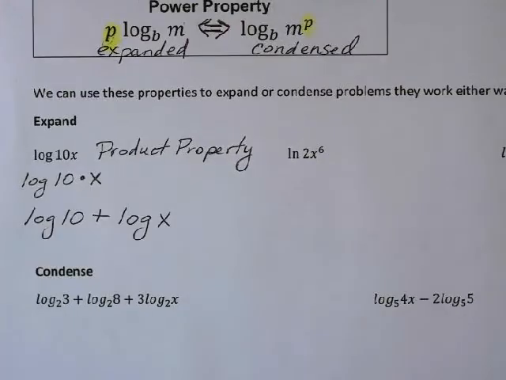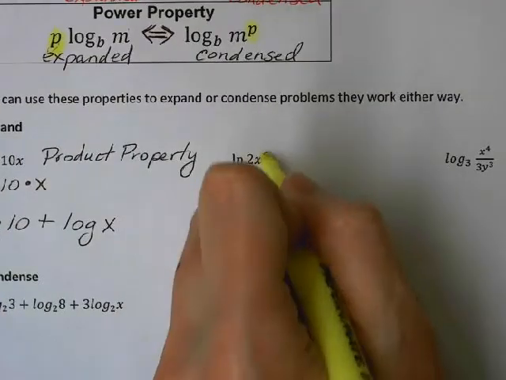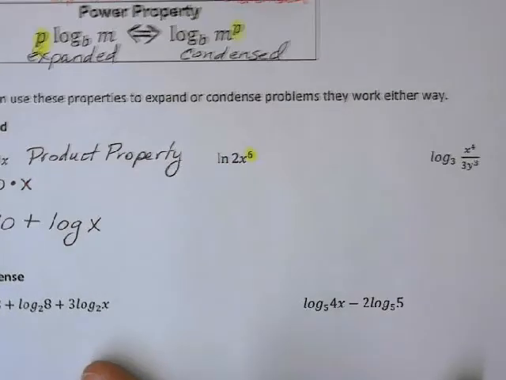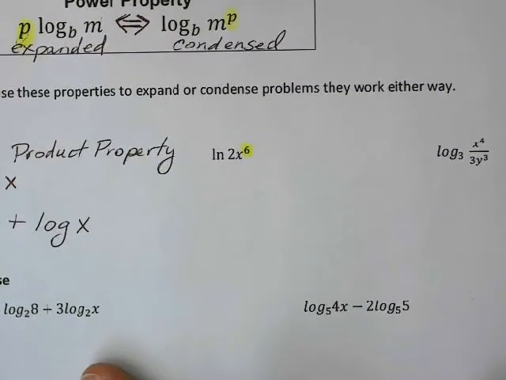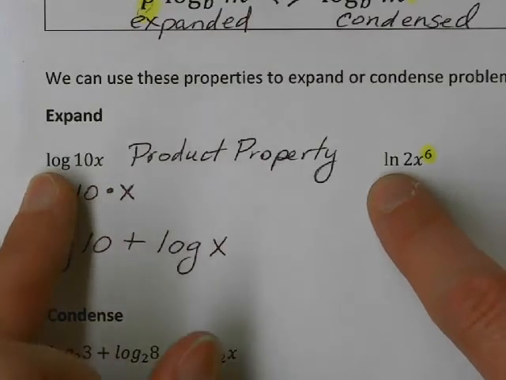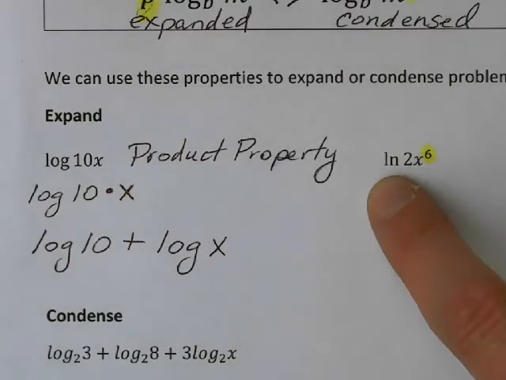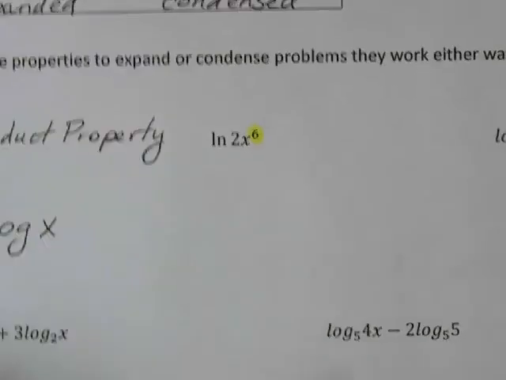So it takes a little getting used to. Okay, this next one. It says ln, like this one said log, but these properties work no matter if it says log or ln. The ln means natural log. It's the same, but you use the property the same way.